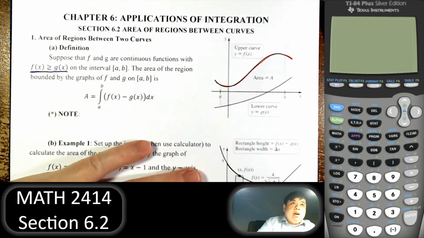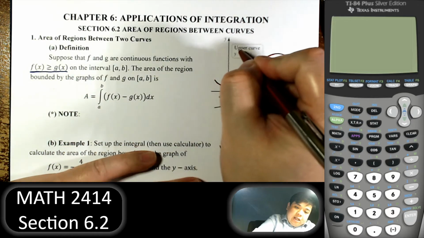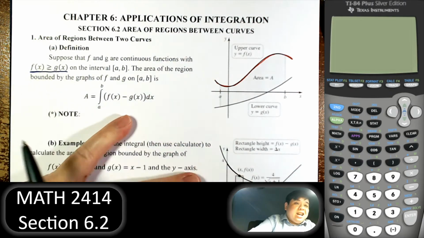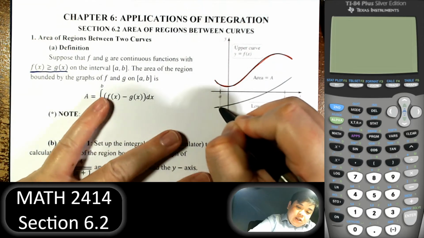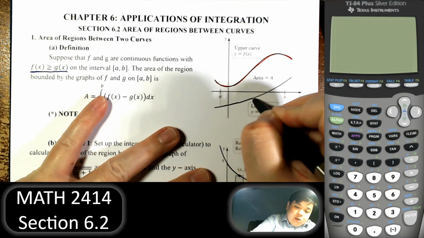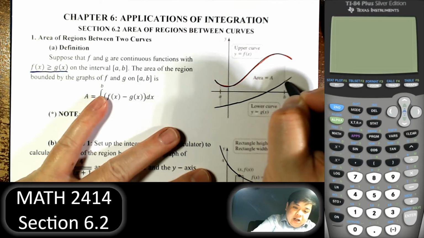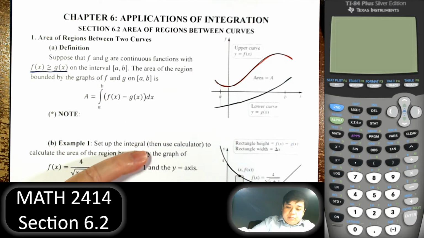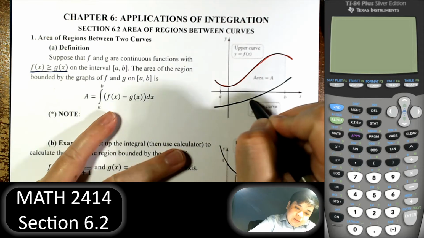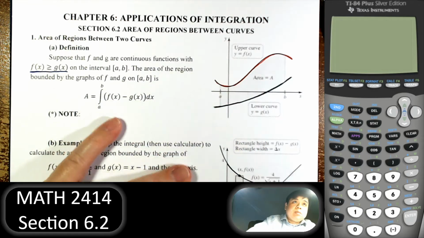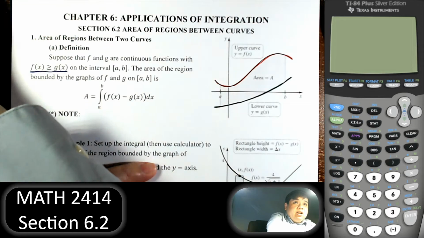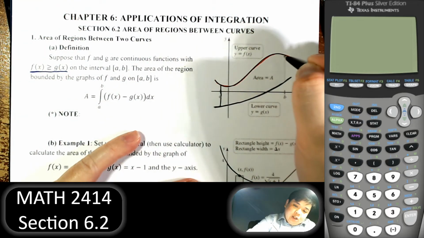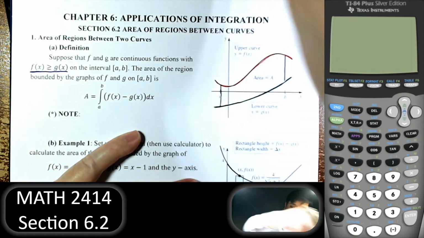Function f is above, and that is the upper curve. G of x is less than or equal to f of x, so the curve is going to be below f of x. So we have the lower curve. And we want to find the area from A to B, from x equal to A to x equal to B, and we want to find this area.